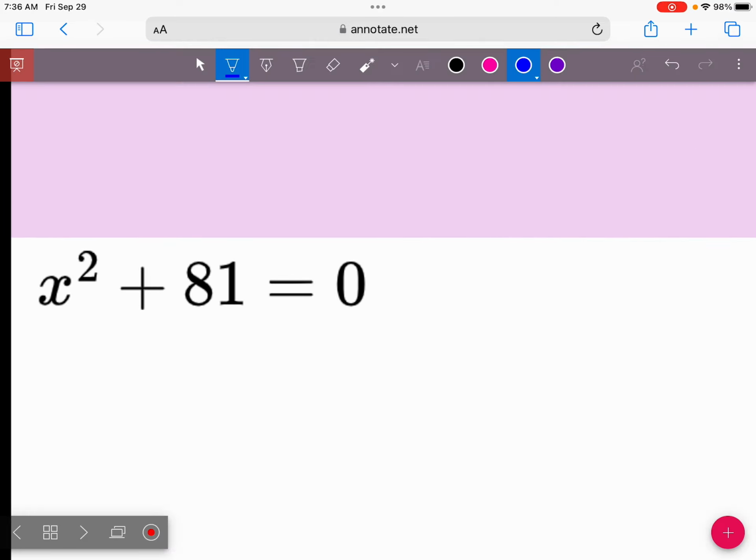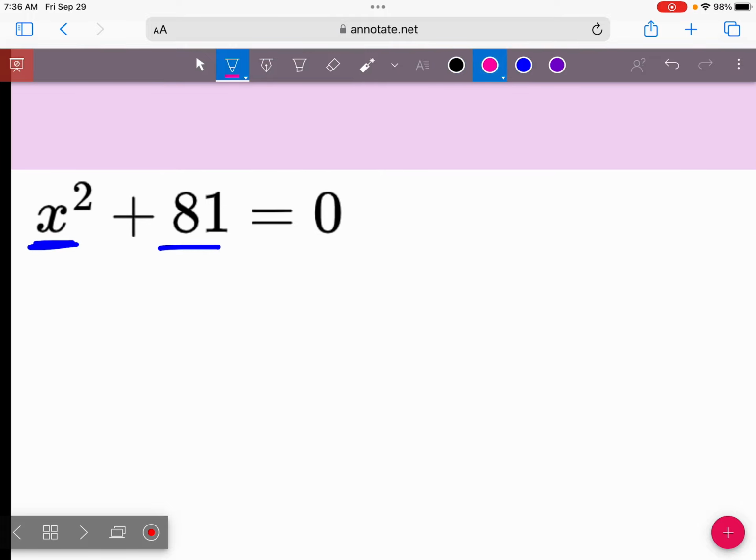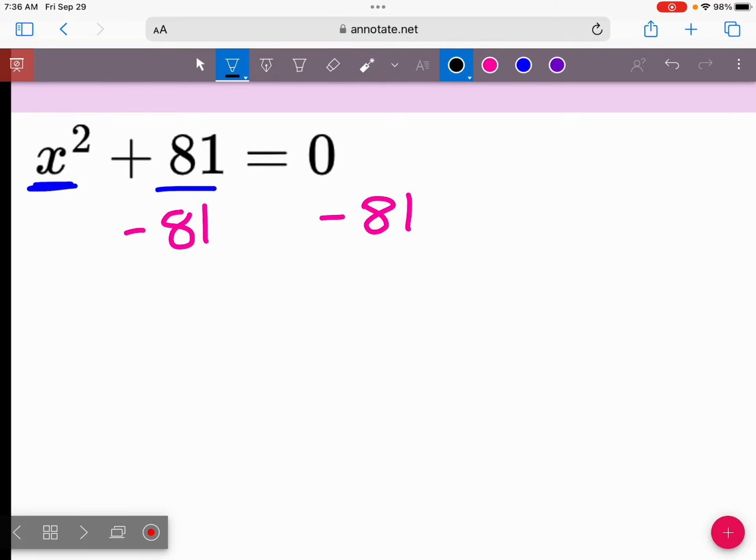So what we're going to do is, if I have x squared, no x's, and a number, I'm going to put them on opposite sides of the equal sign from each other. I want x squared equals. So for this one, we're going to subtract 81. That's going to give me x squared equals negative 81.